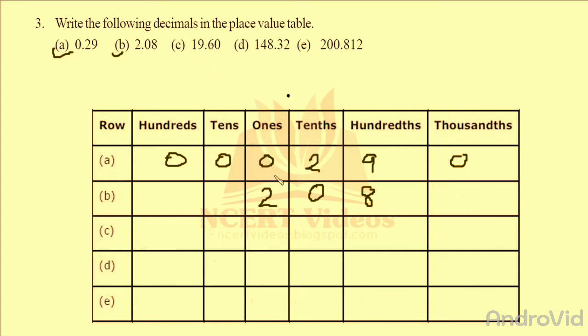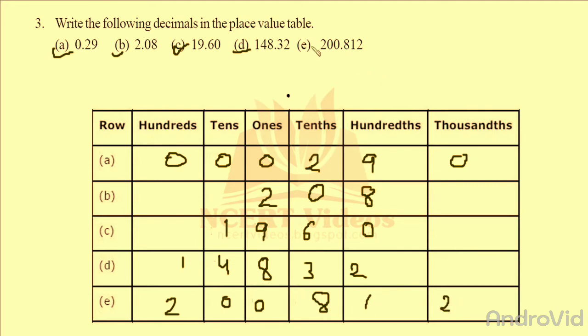Now it's 90.60. So first put 19 as a whole part, then 6, 0. 148.32. And the last part is 200. So writing 200.812. That makes your question number third. And filling other places with 0.